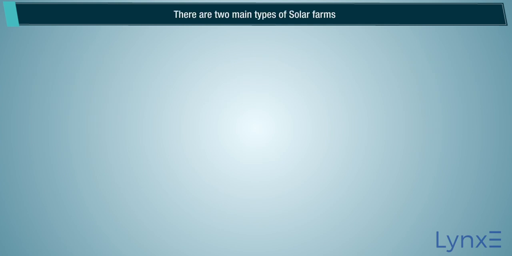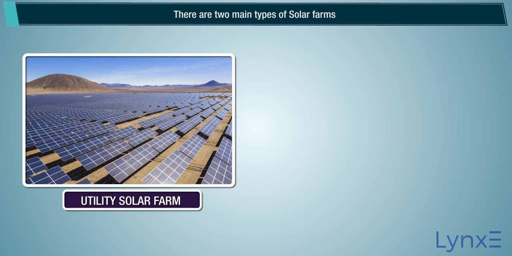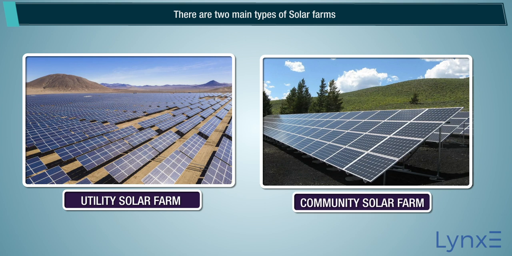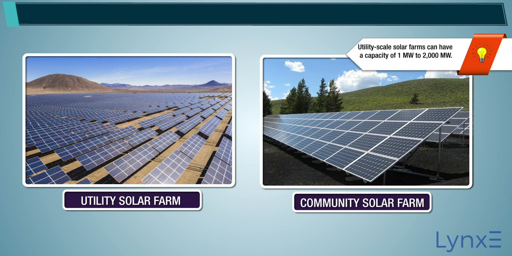There are two main types of solar farms: utility solar farms and community solar farms. The biggest difference between them is the scale. The utility scale solar farms tend to be much larger than community solar farms. Note: utility scale solar farms can have a capacity of 1 megawatt to 2000 megawatts, while community solar farms are typically under 5 megawatts in size.